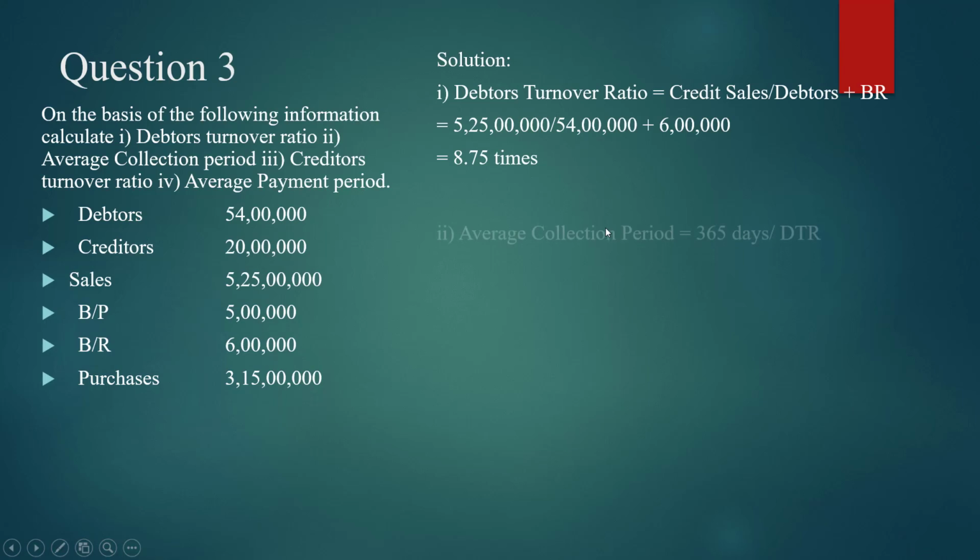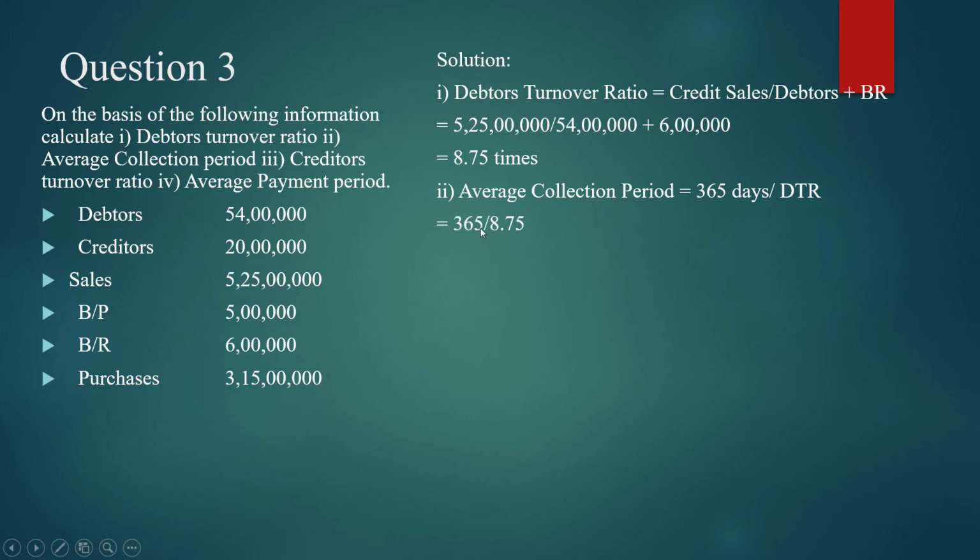Next is average collection period. Now average collection period will be 365 days divided by the debtors turnover ratio. It tells in how many months or days the debtors have given you the money, or how you have collected the money from them, right? That is the collection period. So in order to calculate the average collection period, we have to take the days. 365 days divided by debtors turnover ratio.